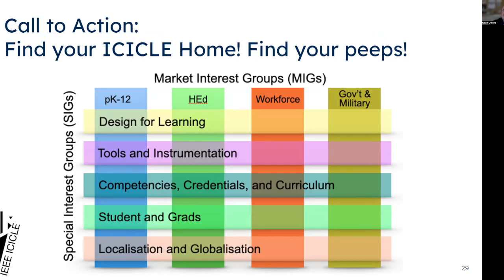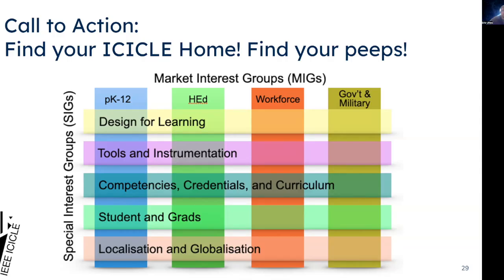Okay, so this is the call to action. If you're interested in learning more in terms of how do I participate, how do I engage, how do I talk to like-minded individuals from multiple disciplines across government, military, industry, academia, if you look from left to right, there are special interest groups for the ISICL, tied to IEEE. So there's one designated for design and learning, second one for tools and instrumentation, third for competencies, credentials, and curriculum, fourth for students and grads, and fifth for localization and globalization.